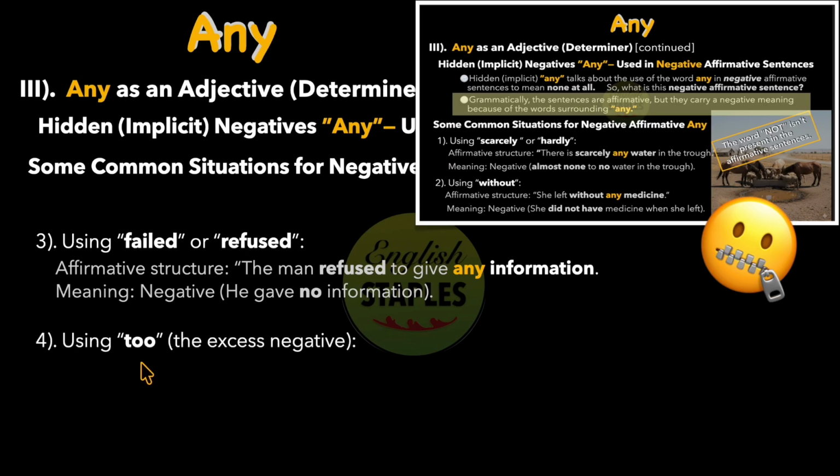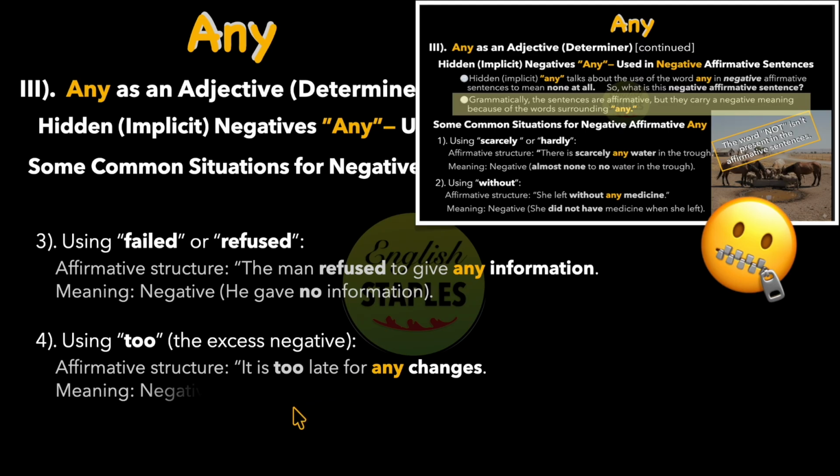The fourth, too, the excess negative. The affirmative structure is it is too late for any changes. The surrounding word that we're focusing on here is the word too. It has that excess negative tone to it. So here, the meaning is negative. Changes cannot be made now. It's too late.